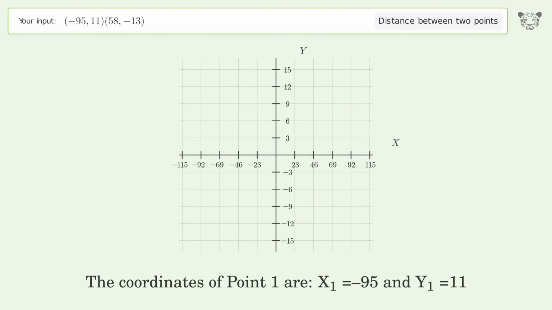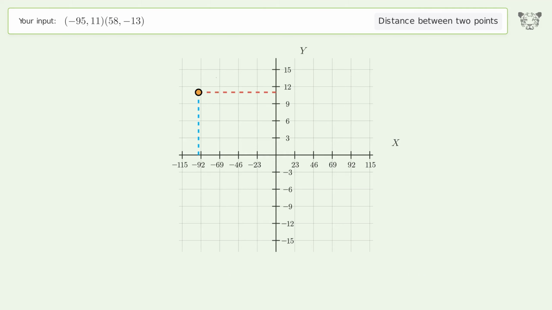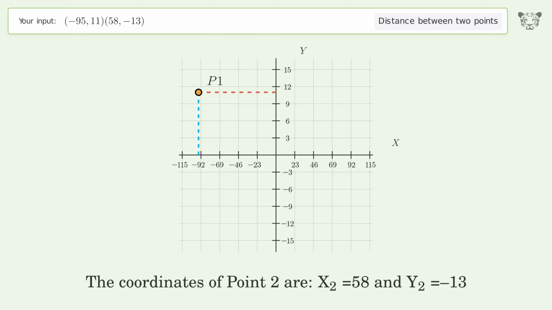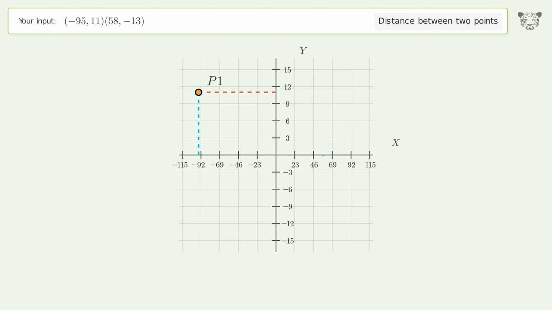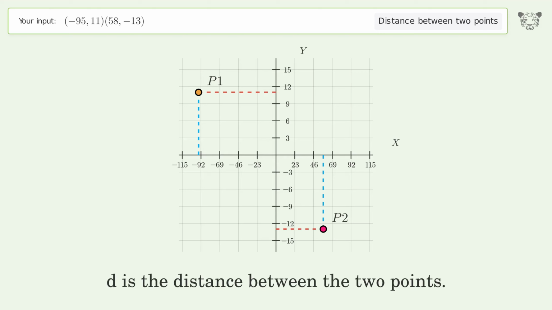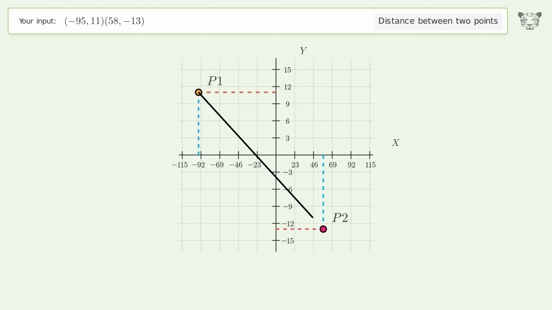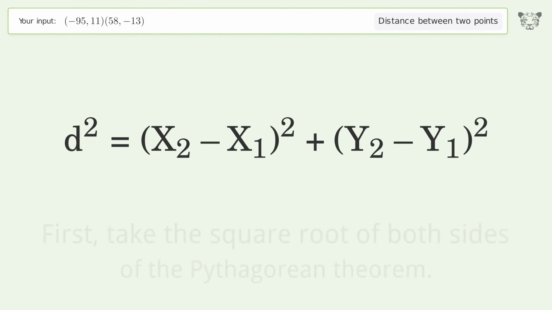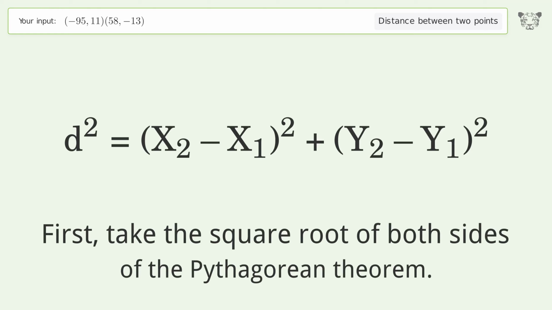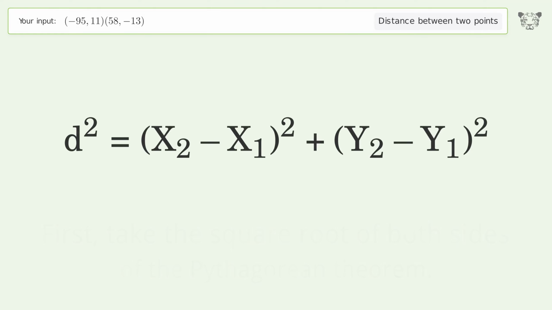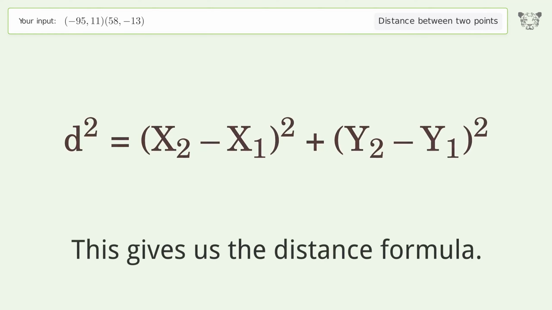The coordinates of point 1 are x1 equals -95 and y1 equals 11. The coordinates of point 2 are x2 equals 58 and y2 equals -13. D is the distance between the 2 points. First, take the square root of both sides of the Pythagorean theorem. This gives us the distance formula.